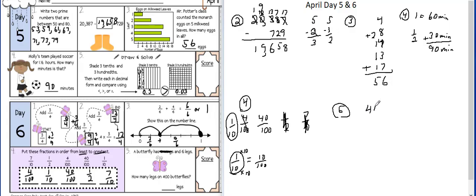Okay, so I have 400 times 6. 6 times 0, 0. 6 times 0, 0. 6 times 4, 24. All right. So how many legs on 400 butterflies? 2,400 legs. Alrighty.